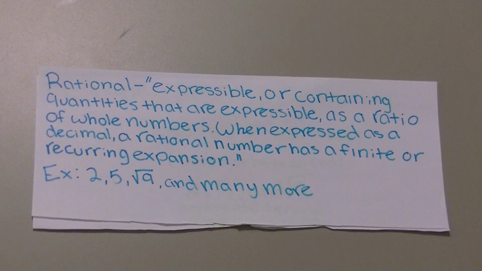Some examples of this would be pi and the square root of 2. Rational, on the other hand, means expressible or containing quantities that are expressible as a ratio of whole numbers. When expressed as a decimal, a rational number has a finite or recurring expansion. Some examples of this would be 2, 5, square root of 9, and many more.